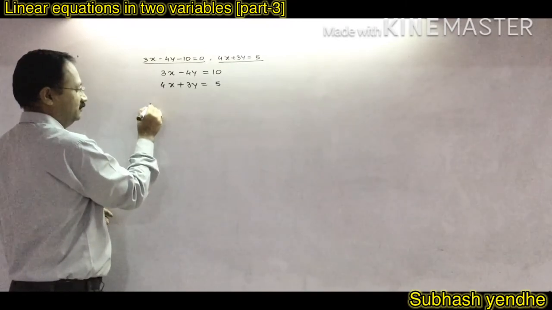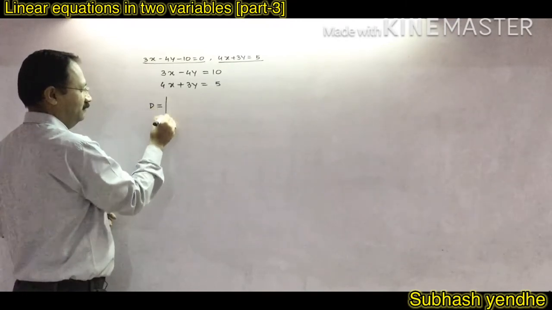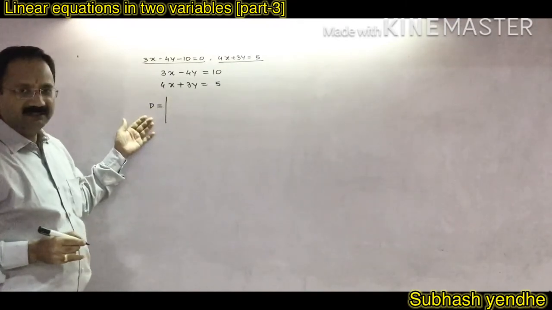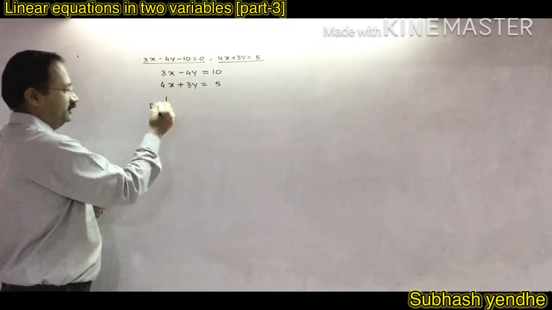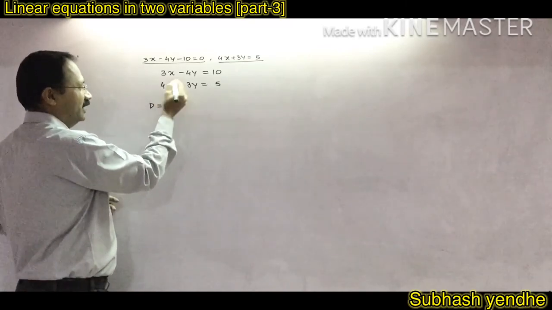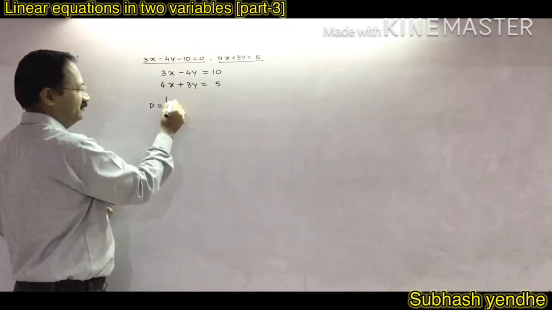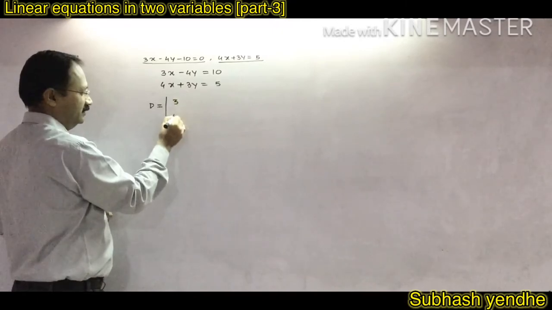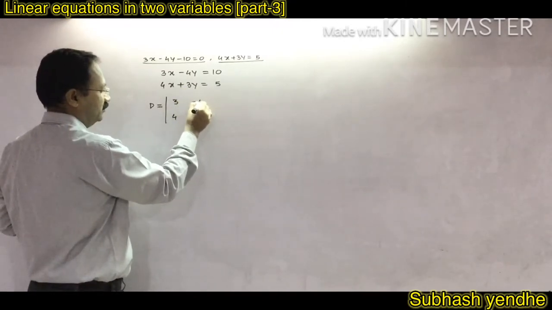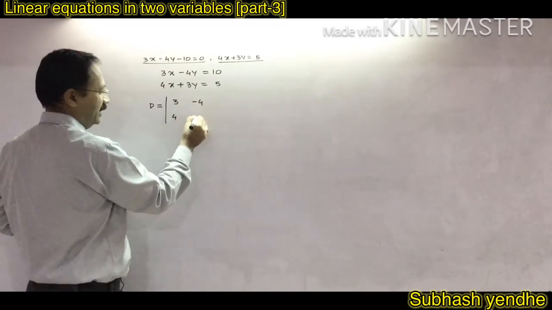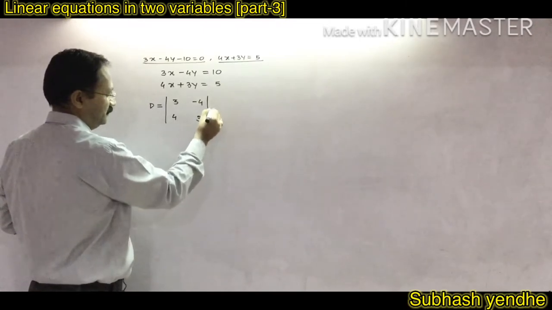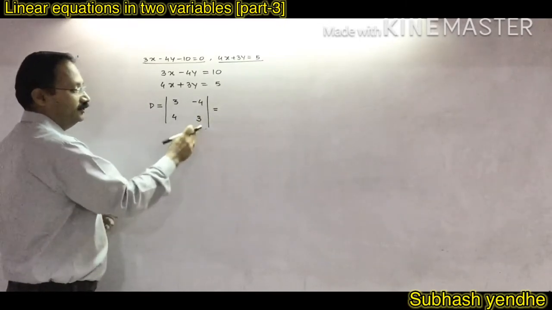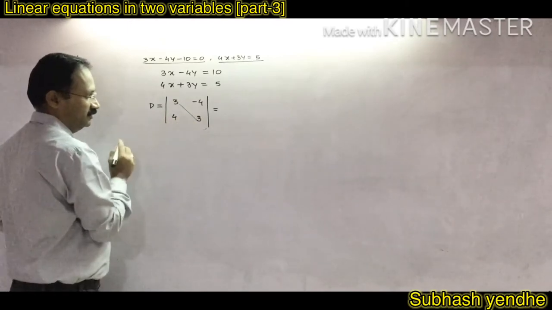And then, you have to find the value of D. How can I find the value of D? It is very simple. Write down the coefficients of x and y as they are. For x, 3, then here 4. Here you have to write the coefficients of y, minus 4 and plus 3. Now what you have to do? You have to cross multiply this part.